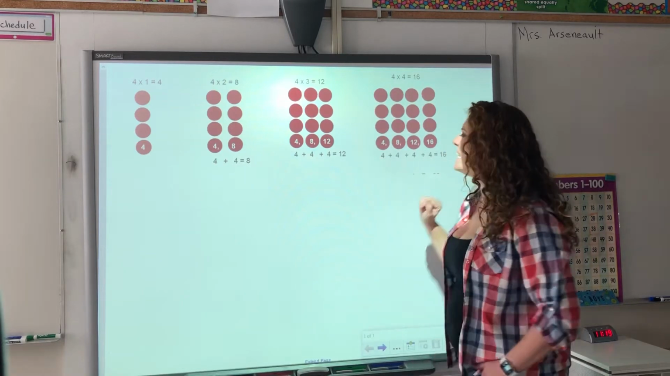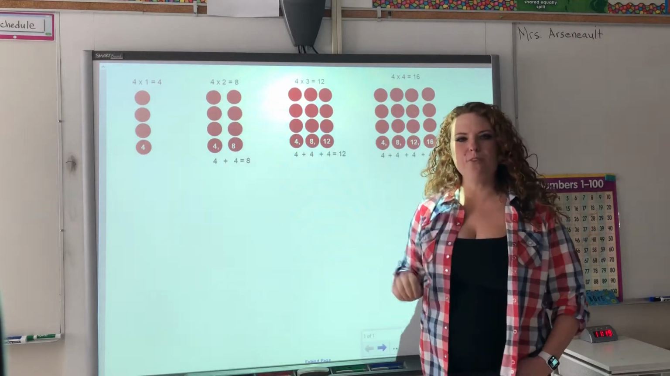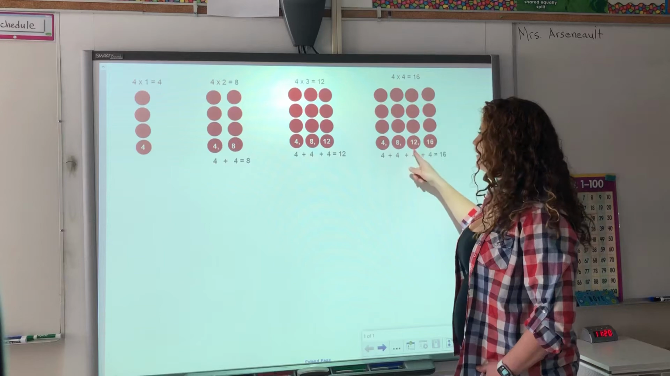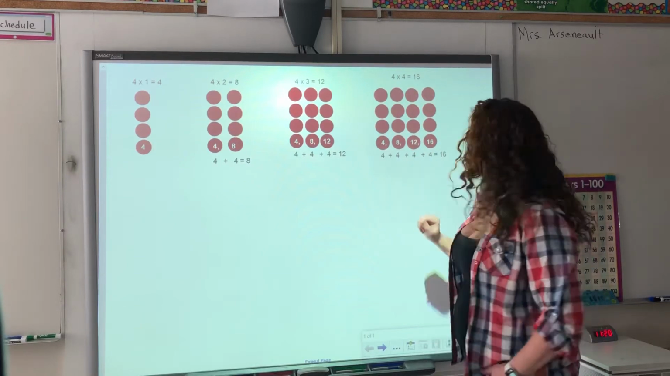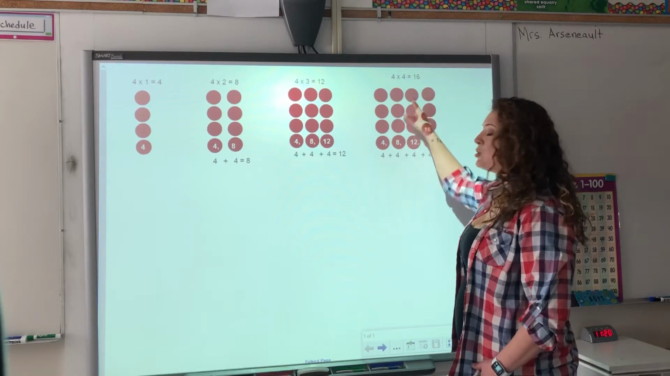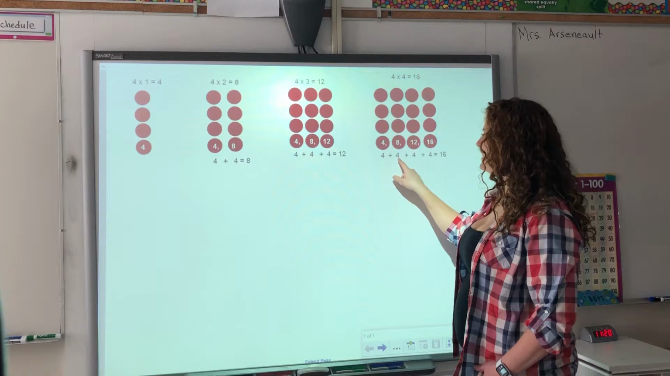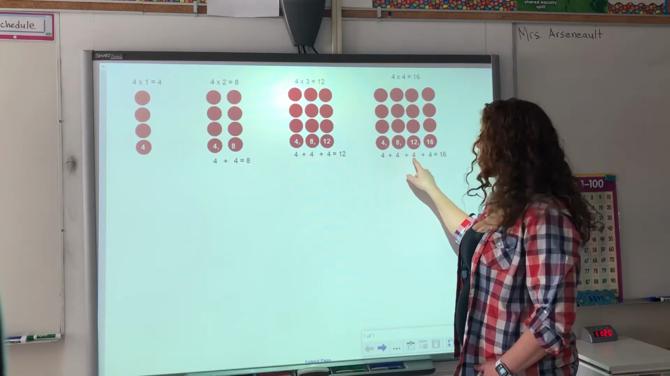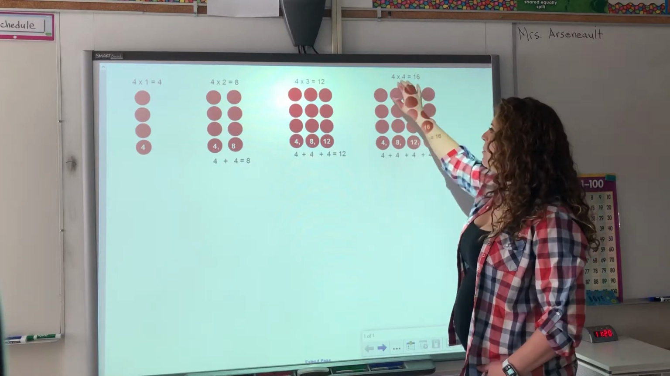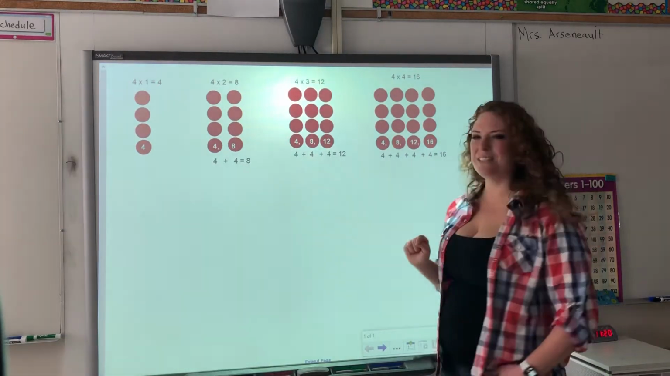All right, I've added another group of 4 here. So now I have 4 groups with 4 in each group. So here's 4 plus 4 plus 4 plus 4 more. And what we have is 4, 8, 12, 16. 4 plus 4 is 8. 8 plus 4 is 12. 12 plus 4 is 16. That's how you do that. Our multiplication sentence says 4 times 4 equals 16.